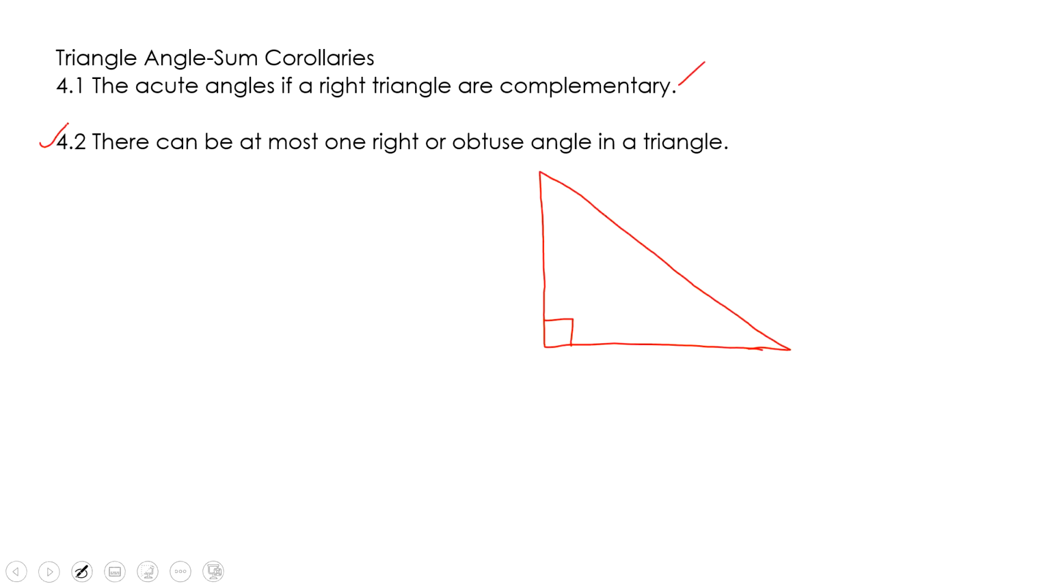So that's a way to just kind of piece everything together quickly as you're going through triangle stuff. We don't really use them a lot. They are just things that we know and have proven in the past, and are common sense when you start thinking about triangles.